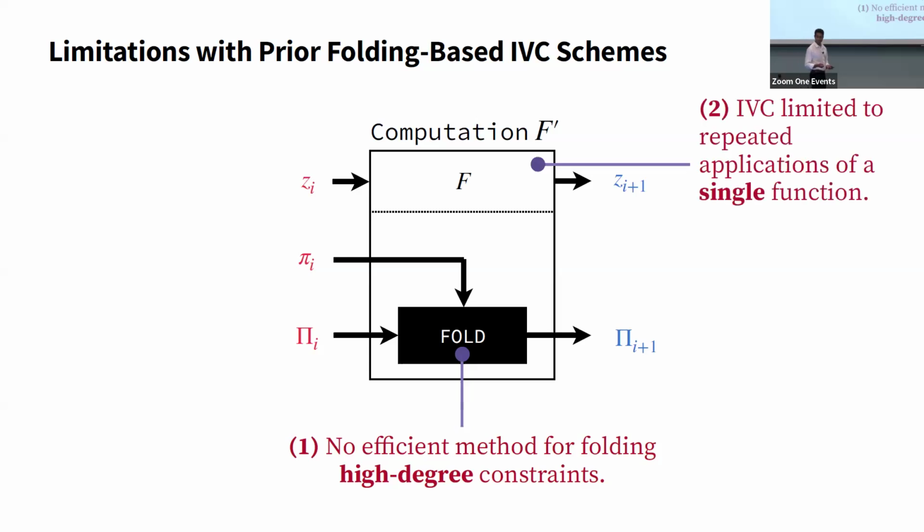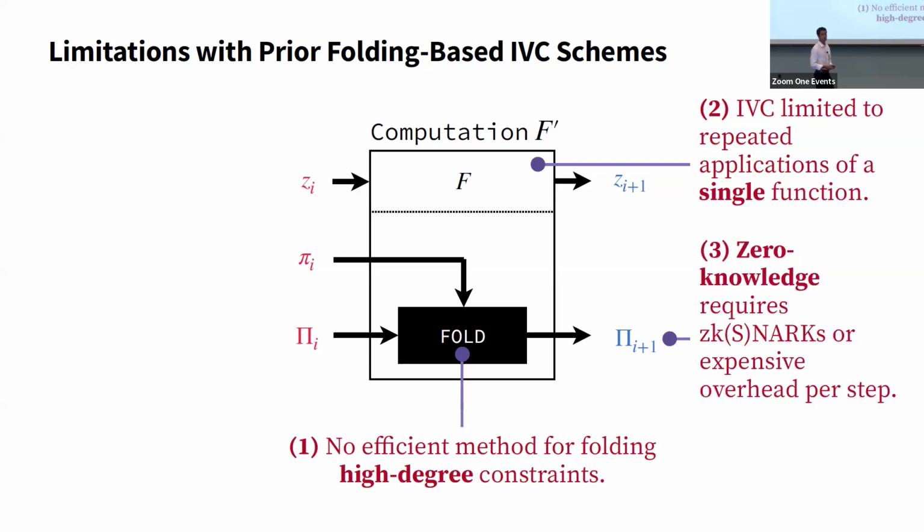Now, the second core limitation is that prior to Hypernova, IVC is limited to just running the same function over and over again. And for certain applications, such as verifiable delay functions, this is perfectly reasonable. But for other applications, such as virtual machines, we might want to envision a scenario where each recursive step can dynamically schedule a new function to be run in every new step. Okay, and in the particular case of virtual machines, this could correspond to, say, dynamically scheduling a new instruction to be run in the next step.